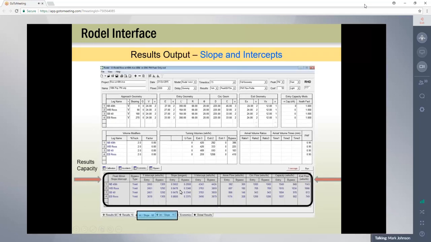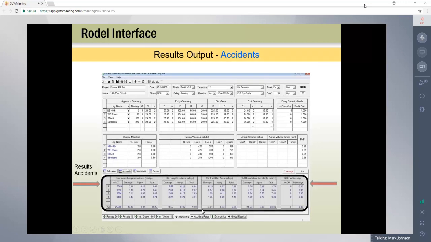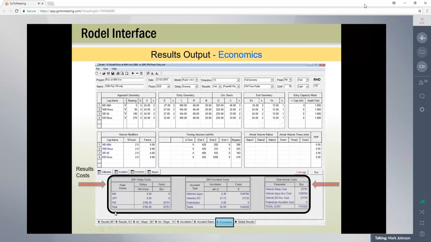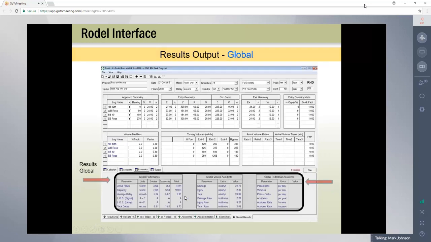Slopes and intercepts, you can look at the slope and intercept of your capacity lines within Rodel, your y-intercept, your x-intercept, the slopes, which gives you a good feel for things, which we'll look at some of those in the next section. Again, your accident report, accident rates, as well as your user cost, to include crash and delay costs, are all calculated in there, annualized per year. And then you can get global output for everything as well.